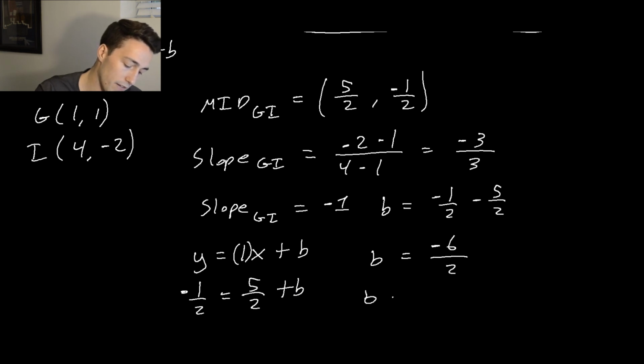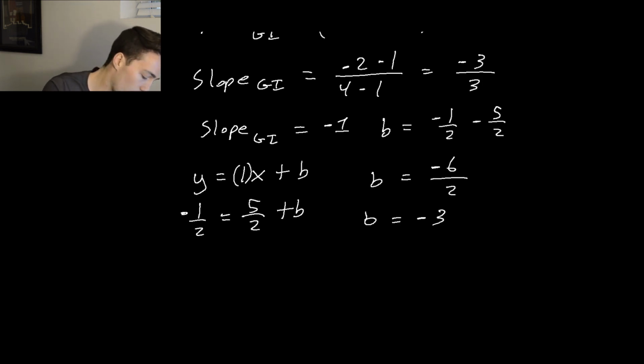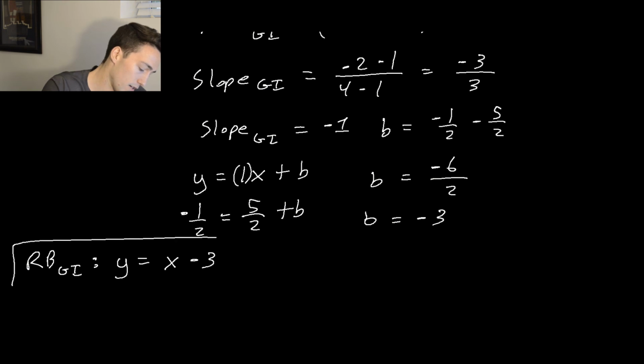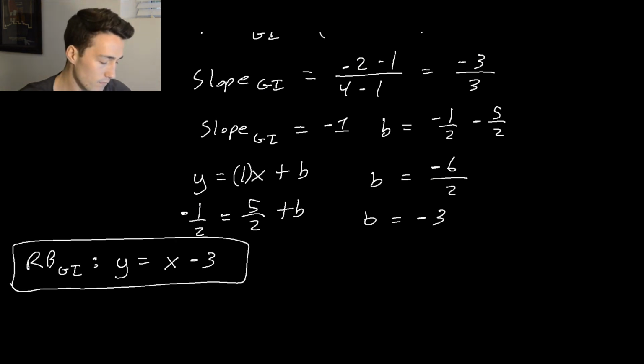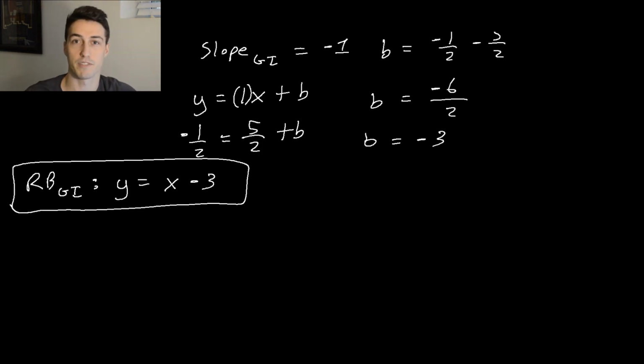b is equal to negative 3. So now we can write our right bisector of GI: y is equal to x minus 3. This line was a lot cleaner than the other lines. So now to get our circumcenter, or the intersection point of all three right bisectors, we're going to equate the lines that we've just found.